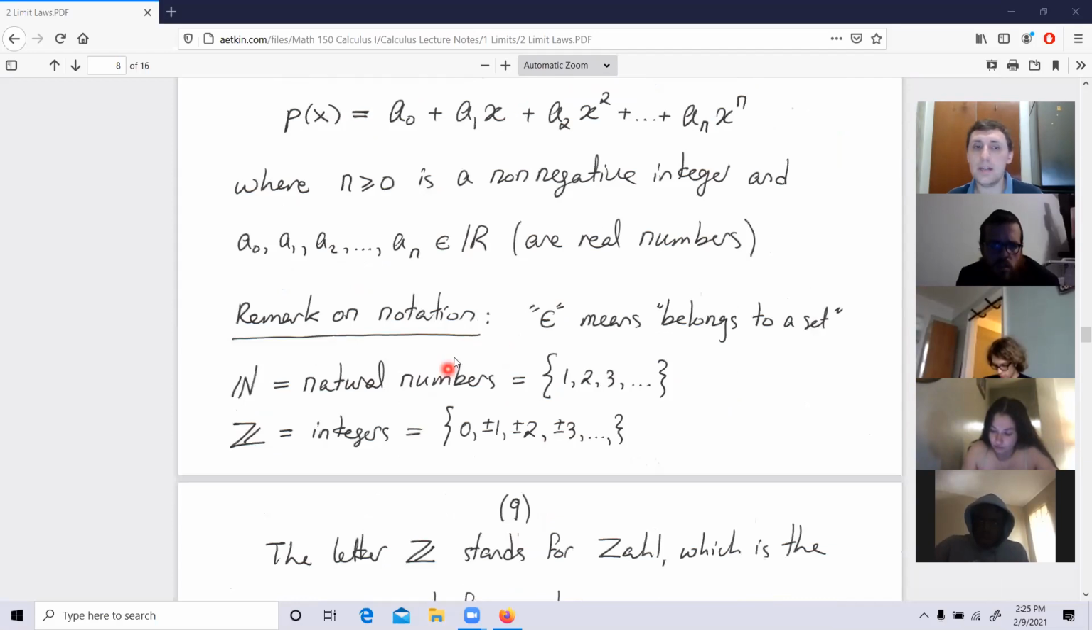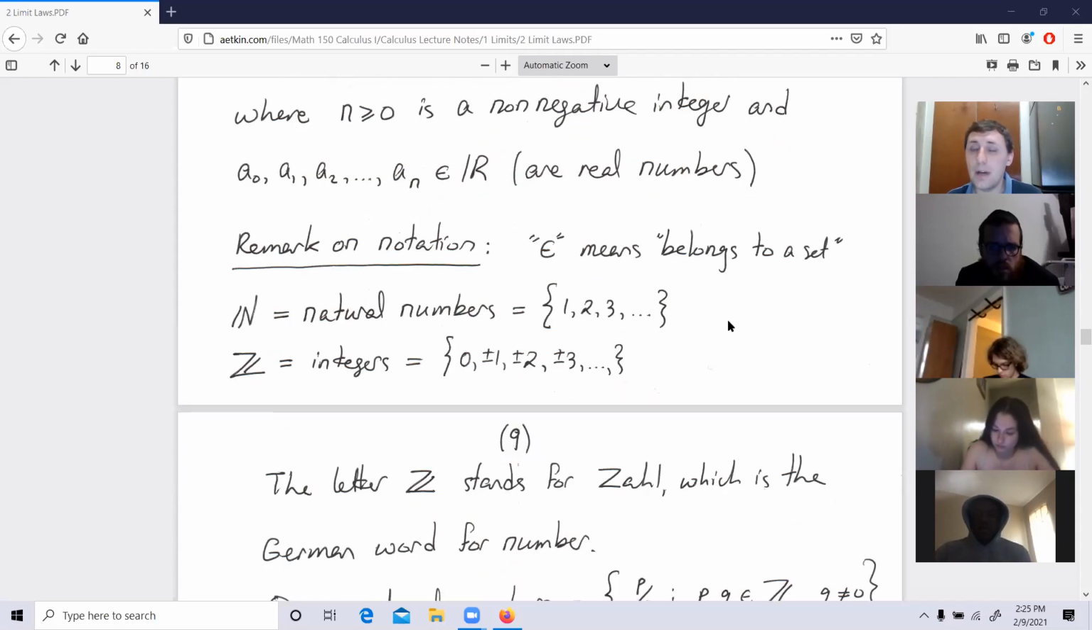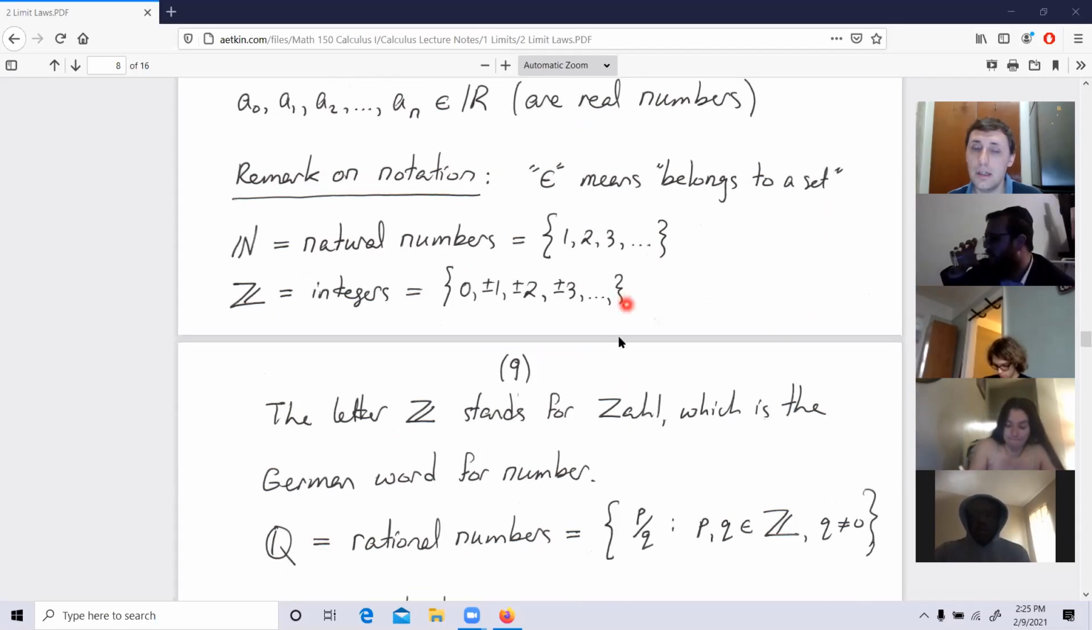And here are some notations. So N is natural numbers. So natural numbers is 1, 2, 3, 4, positive integers. Z is integers. So that means 0, plus minus 1, plus minus 2, plus minus 3, etc. Now the letter Z is used because Z in German means Zahl, and Zahl in German means number. So basically in complexity, you can think of natural numbers as where you start from. Those are the simplest numbers. And then you have integers, which are not that much more complicated.